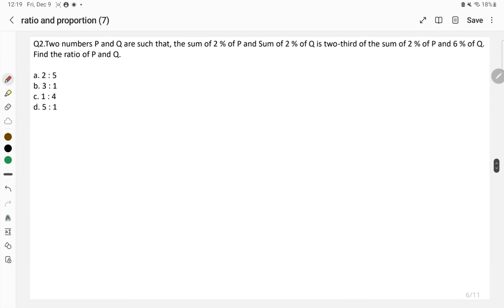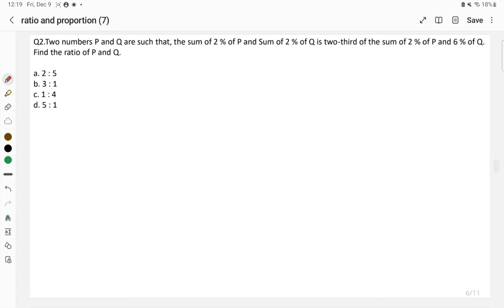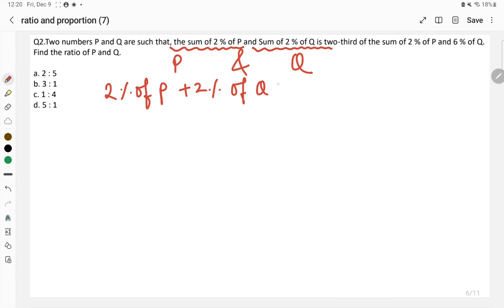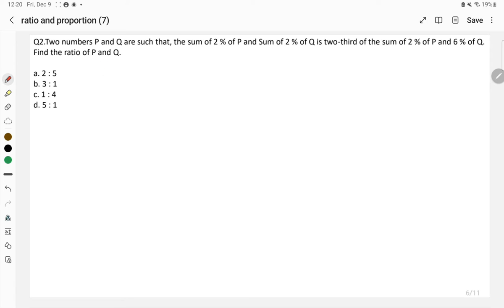Next, two numbers are given to us, that is p and q. P and q are the numbers, one is p and the other one is q. What is given? The sum of 2% of p and 2% of q is 2/3 of the sum of 2% of p and 6% of q. Try to understand the question first. There are two numbers, one is p and the other one is q. Next sentence: the sum of 2% of p and 2% of q is 2/3 of the sum of 2% of p and 6% of q.